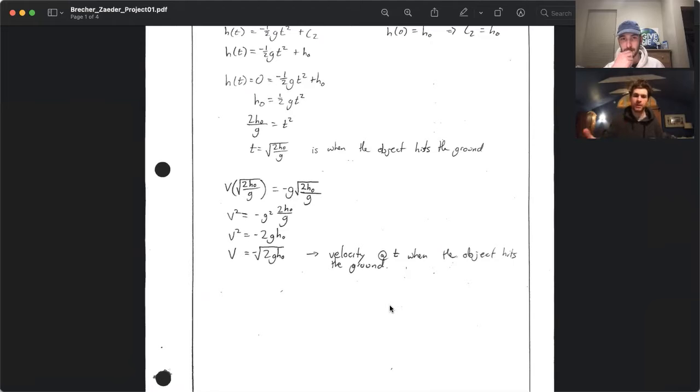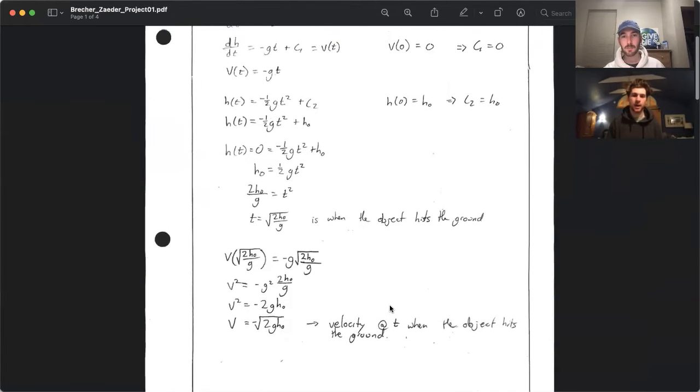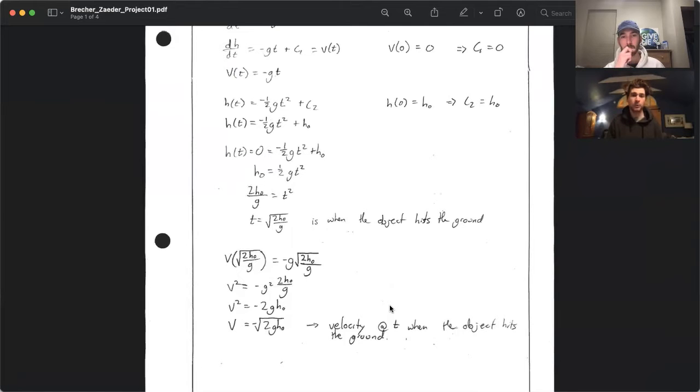So we were able to find a time and then plug that back into our velocity equation. And then we found that the velocity would be equal to minus root 2 g h naught, which makes loads of sense. And it's also exactly what it was supposed to be. So that's helpful.